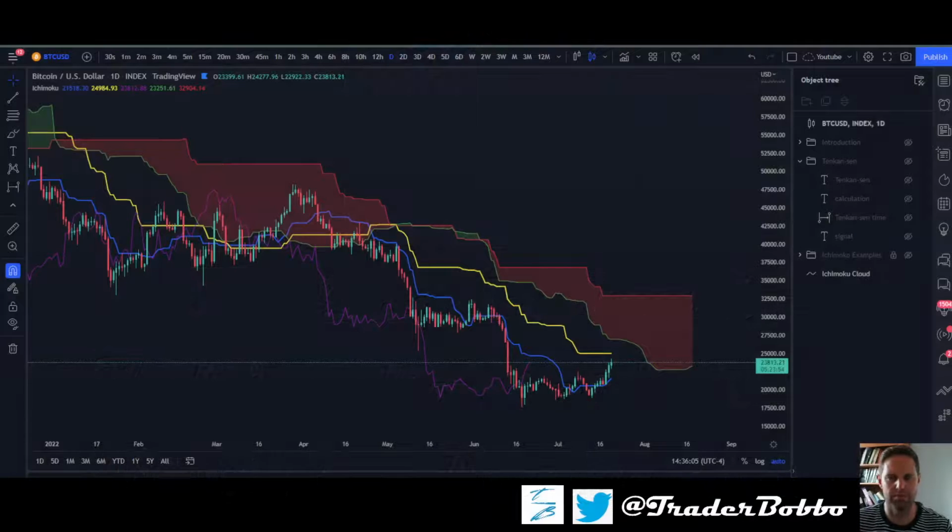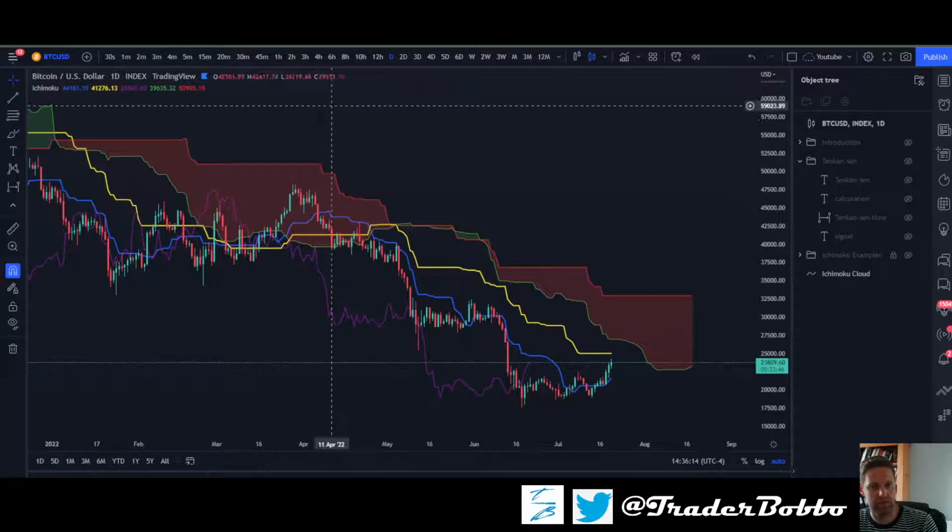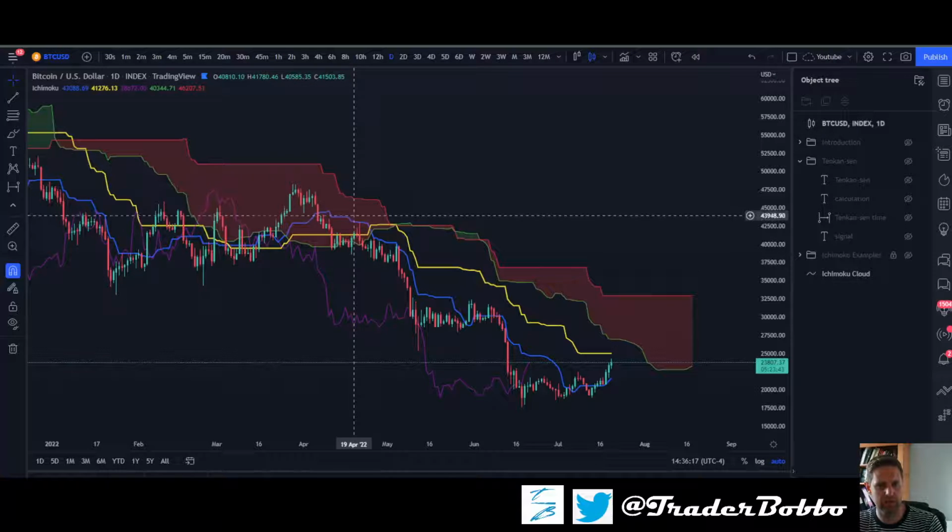Hi, welcome back to part 2 of the Ichimoku series. This is talking about the Tenkan-sen, or Tenkan for short. On this chart, Bitcoin daily chart, we are looking at the blue line, the Tenkan-sen.